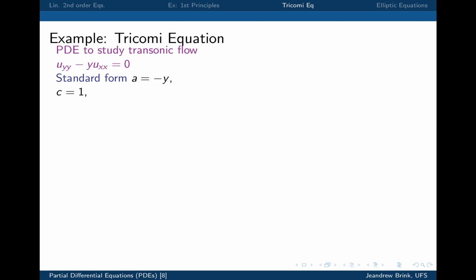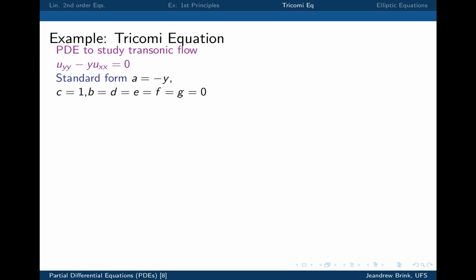To do that, you basically identify your A, sort of all the things that we went through when we studied the quasi-linear equation. So you have A equals minus y, in other words, the coefficient of u_xx. C equals 1, which is the coefficient of u_yy. And then all the other things that we were used to are set to 0.